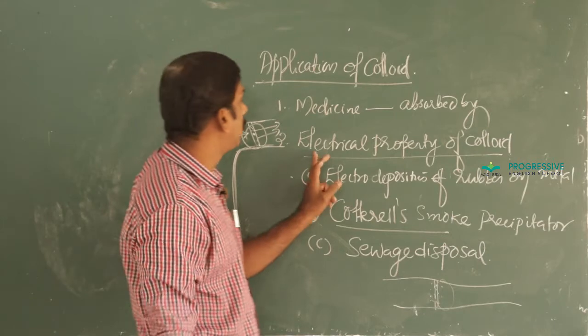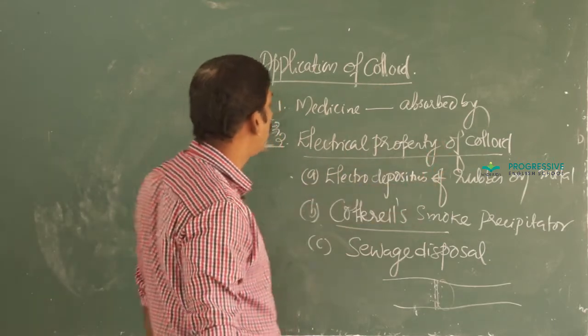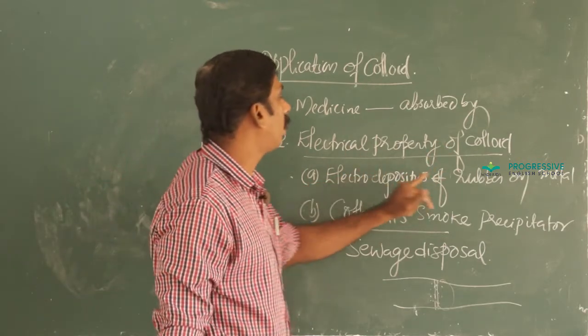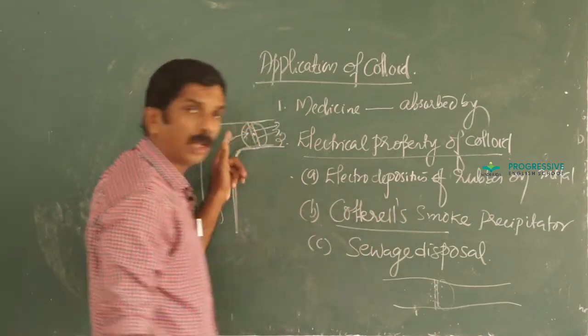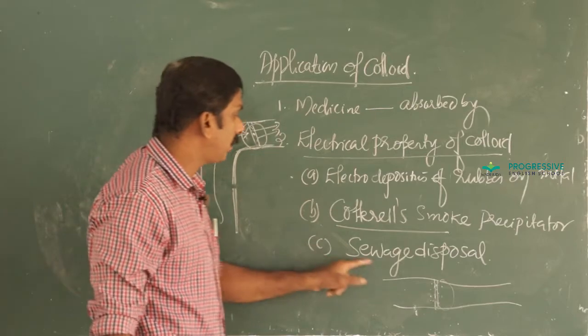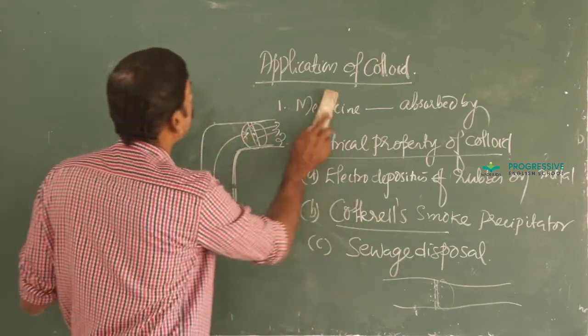That is the application, that is electrical property of colloid, electrodeposition of rubber on metal, Cottrell smoke precipitator, I think it is clear to you, and sewage disposal.